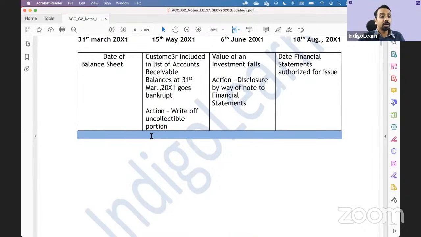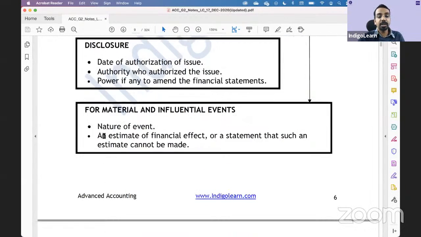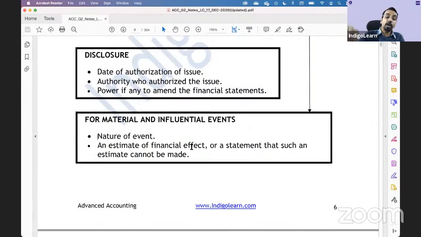And for material events, what are you disclosing? The nature and estimate of the financial effect, or if it cannot be estimated, the fact that it cannot be estimated, that has to be disclosed. Right? So this covers AS 4.